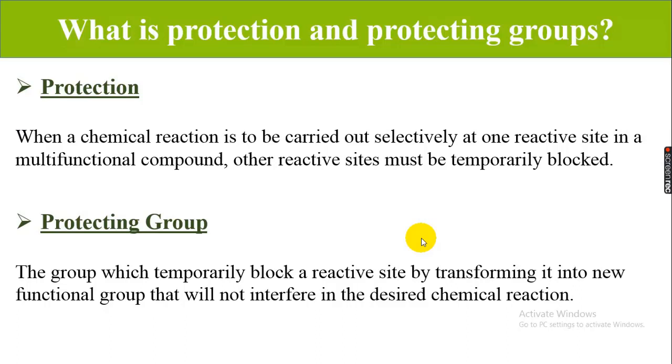And the group which we use for that protection is called a protecting group, which temporarily blocks a reactive site by transforming it into a new functional group that will not interfere in the desired chemical reaction. That is called a protecting group.